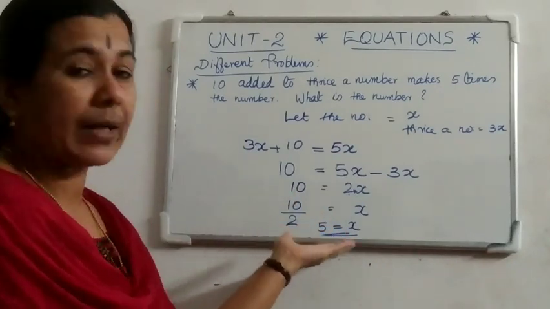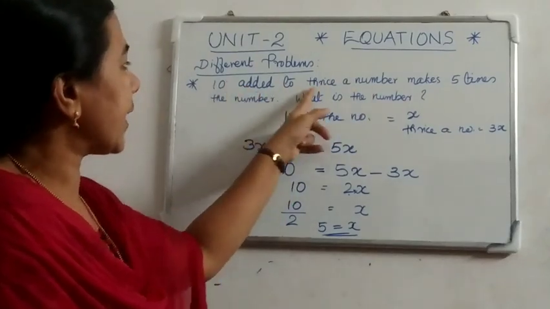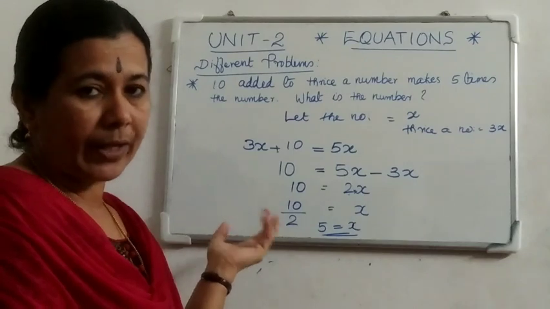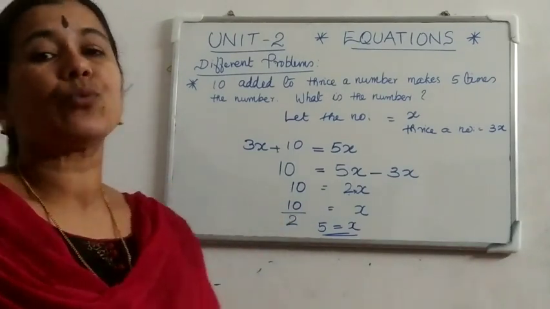You can verify whether the value is correct or not by applying this. 10 added to thrice a number makes 5 times the number. You want to verify it. Okay. Then we got the answer as 5.